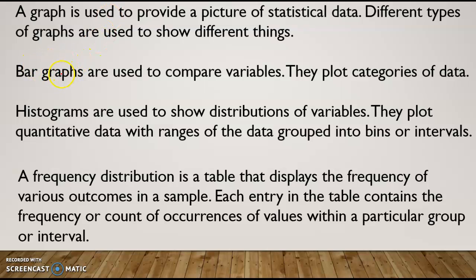Different types: bar graphs are used to compare, histograms show distributions of variables, and a frequency distribution is a table that displays the frequency of various outcomes in a sample.